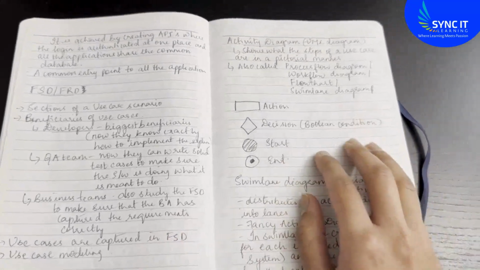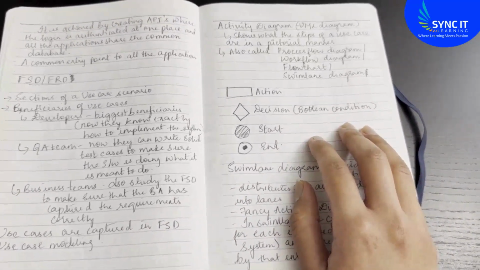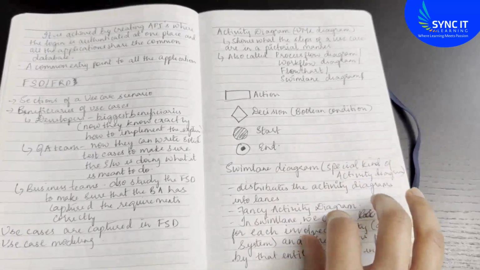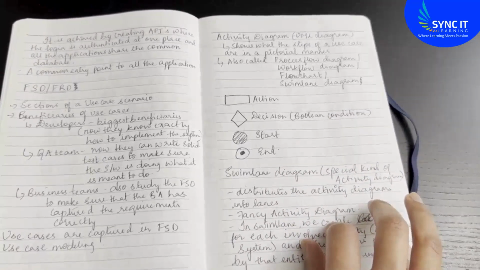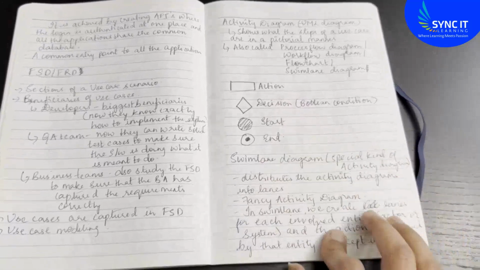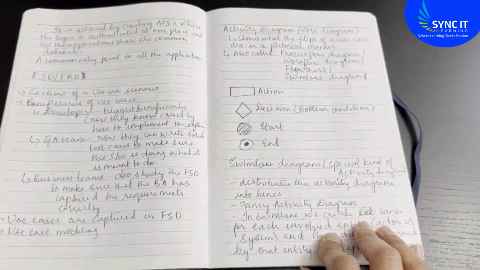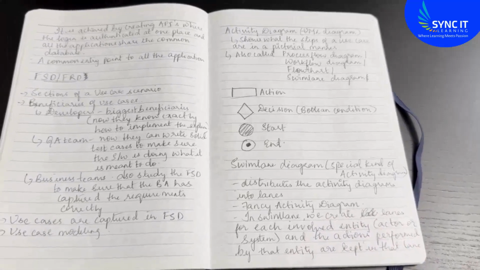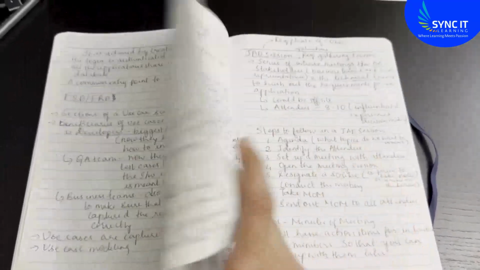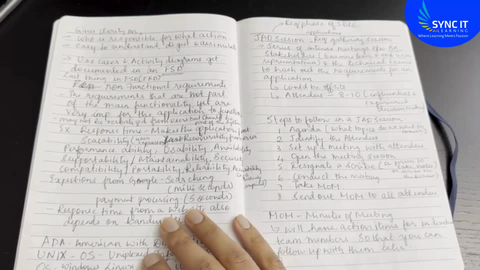We understood how to create an activity diagram, which is an example of the UML diagram and shows what the steps of a use case should be in a pictorial manner. They're also called process flow diagrams or the workflow diagrams. And these are the symbols that can be used to create an activity diagram. We also understood a special kind of activity diagram, which is the swim lane diagram, which creates lanes for each involved entity, and the actions performed by the entity are kept in that lane. And it gives clarity on who's responsible for what action.